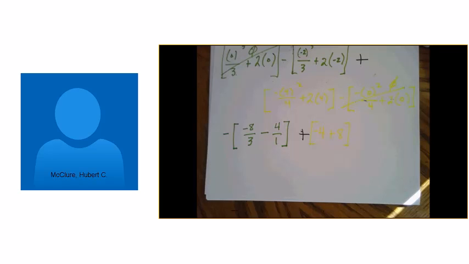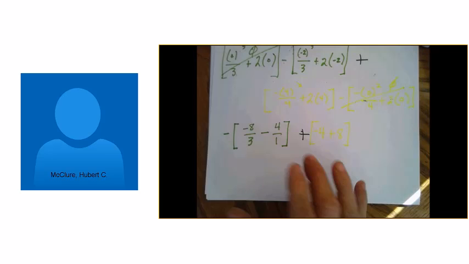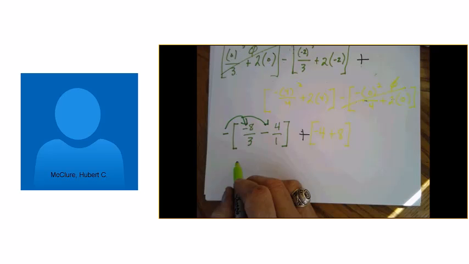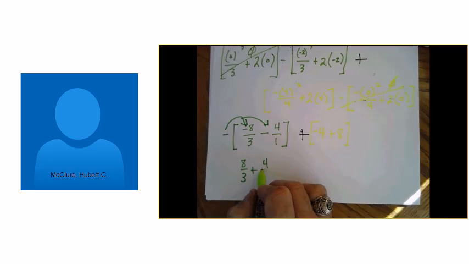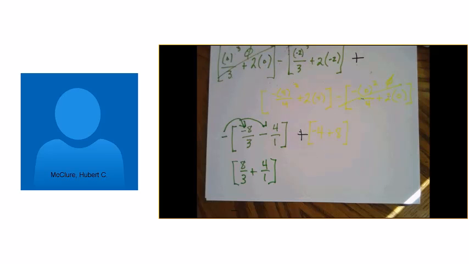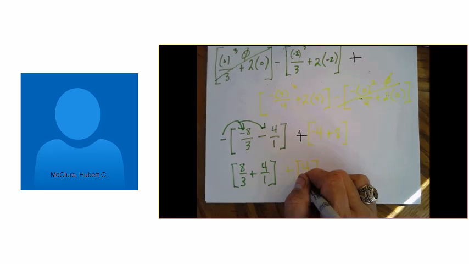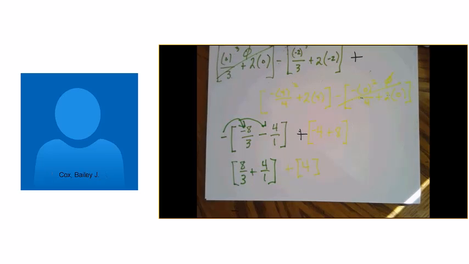And now we're probably going to have to get a common denominator because I don't know, three. Let's just go ahead and distribute that negative, clean that up. That's going to be 8/3 plus 4/1 plus 4. And let's get a common denominator of 3 right here. So I'm going to take another color, I'm going to make that a 3. 1 will go into 3, 3 times 4 is 12. 8 plus 12 is 20. So that's going to give us 20/3.